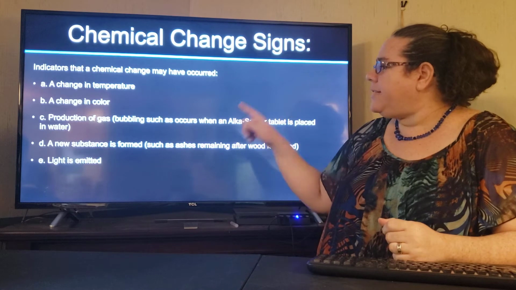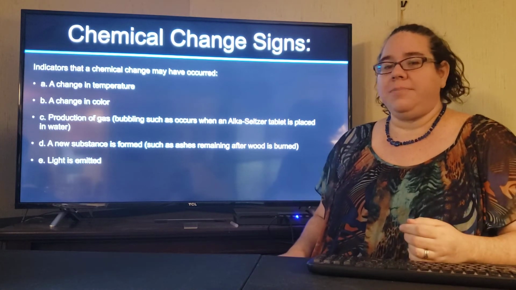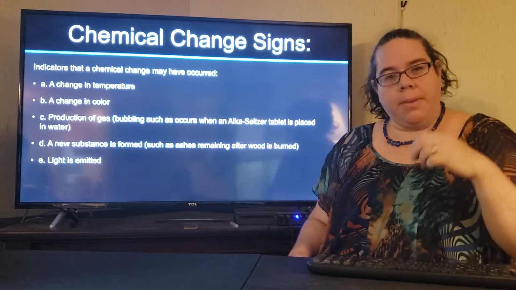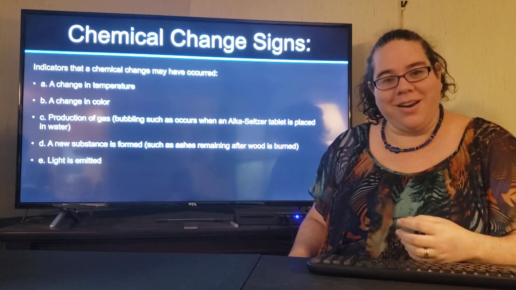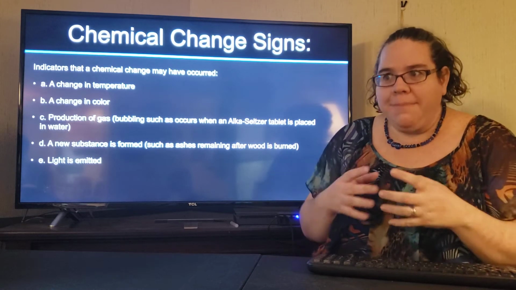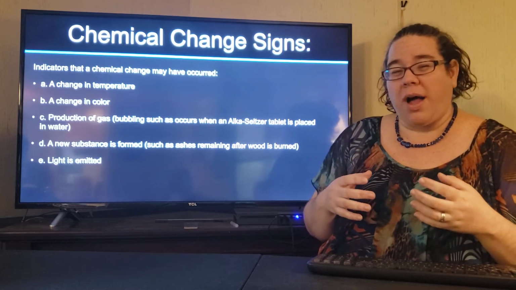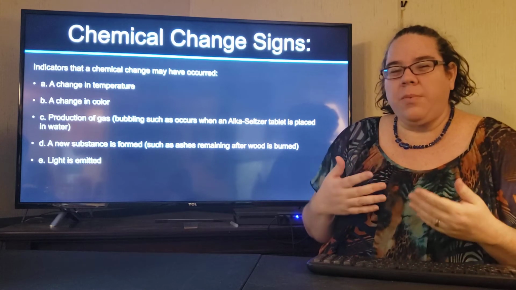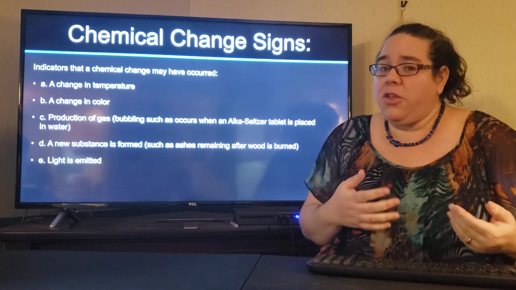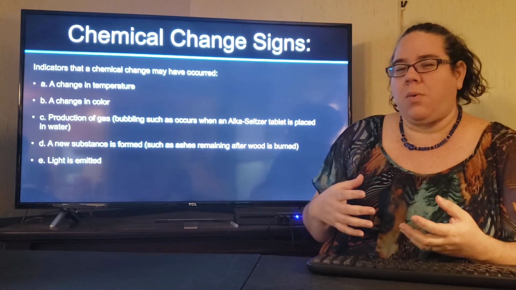Our next example is a production of gas. So when you have bubbling that happens or a gas is being formed, at the beginning of the year, we took the Alka-Seltzer tablets, and remember how we dropped them in the different temperatures of water? Well, what happened when you added the Alka-Seltzer tablets to the hot water? It bubbled and fizzed like crazy, right? Well, that's because that hot water was speeding up the rate at which the chemical reaction occurred. It was changing the atoms quicker than the cold water. It was still changing the atoms in the cold water, but at a slower rate.